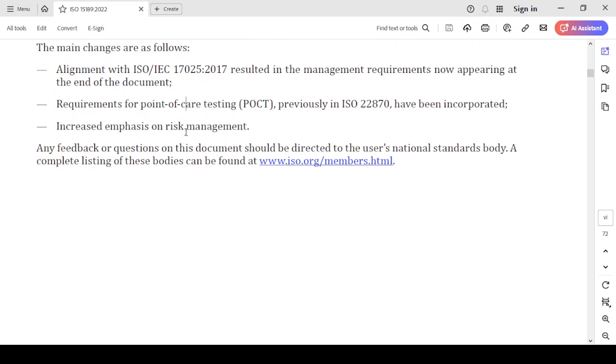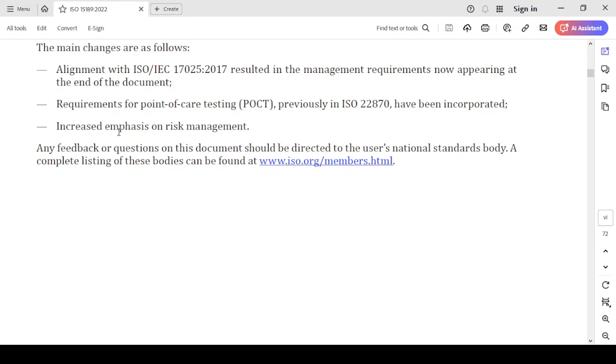Then it also brought in some requirements from the point of care standard, which is 22870. Okay. And then it also brought in some aspects of the ISO standard for risk management, which is 22367. Okay, and these standards, as an expert, you're supposed to have them. You're supposed to know what they contain, because they're the standards that all medical laboratories implement. So this 15189 might give you some brief requirement, but to get the actual expanded version of the requirement, you have to go into those other requirements.